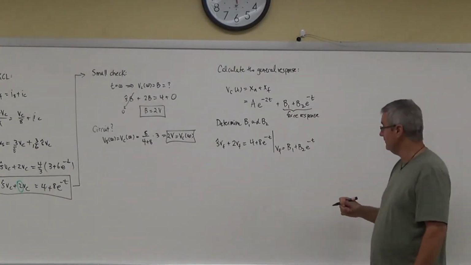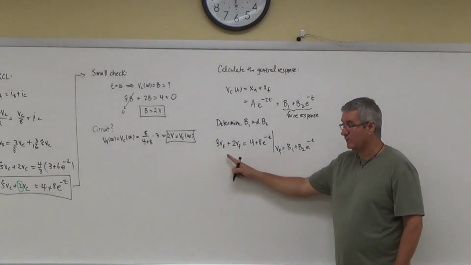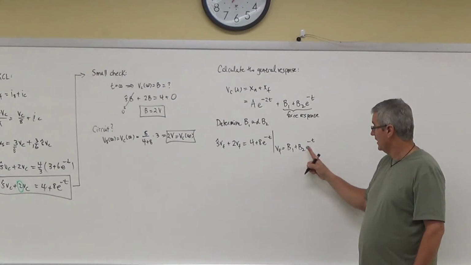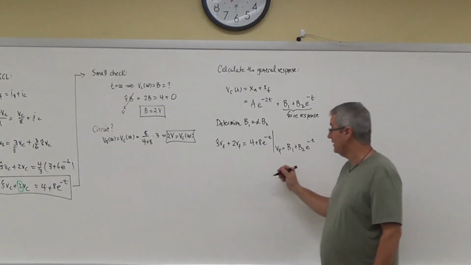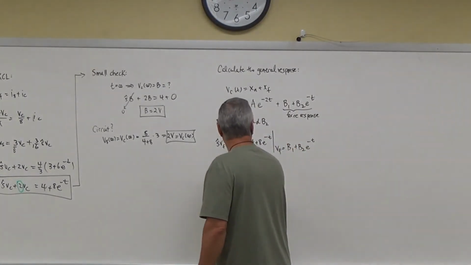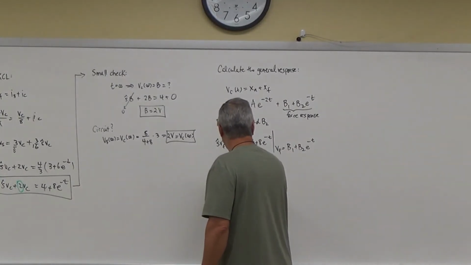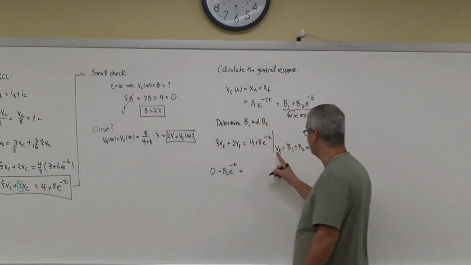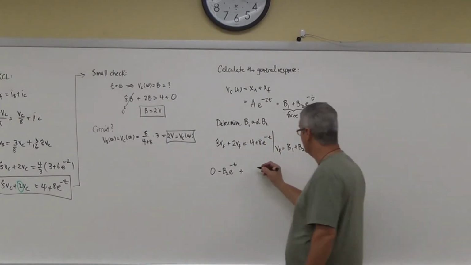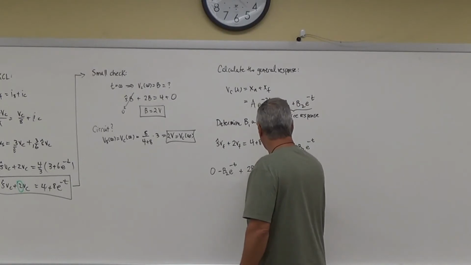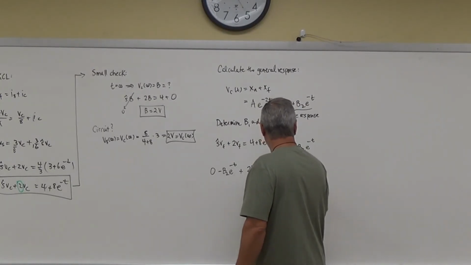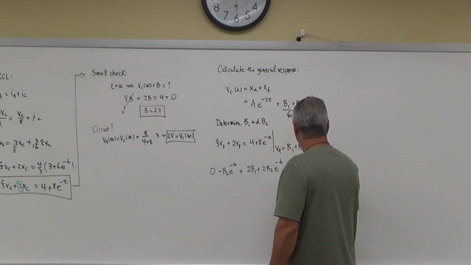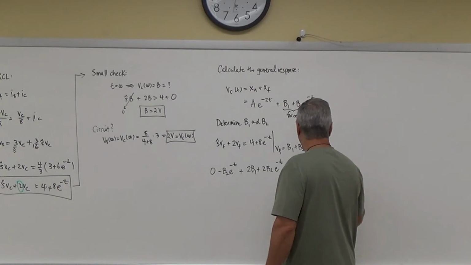So if I plug this in, I'm going to take the derivative of this. When I take the derivative of this, that's a constant, so it's 0. I take the derivative of this, the minus sign comes down, so I get 0 minus B2 e to the minus t. Plus 2 times this response, so I'm going to multiply this by 2, so I should get 2B1 plus 2B2 e to the minus t, and this has to equal 4 plus 8 e to the minus t.